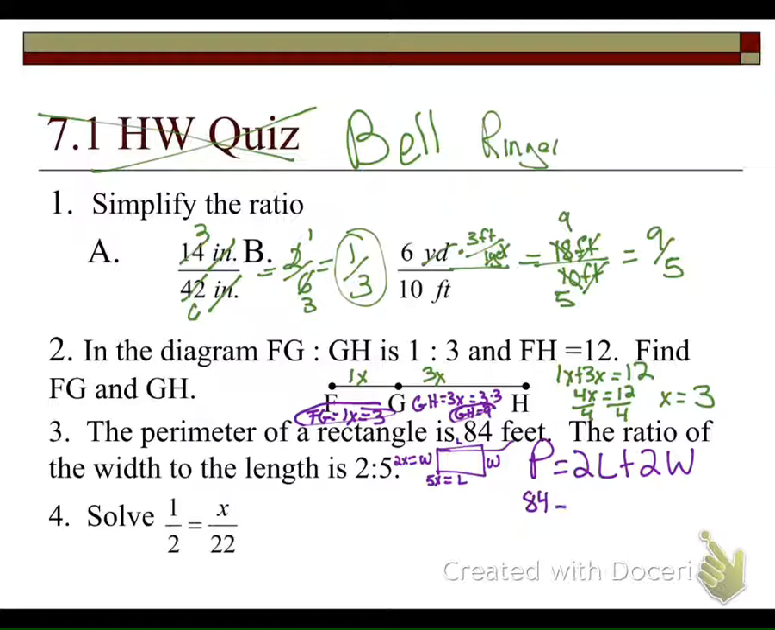Okay, so now we're going to substitute in what we know. We have 2 times 5x plus 2 times 2x. Okay. We are at this point, and you are now going to distribute your 2's.